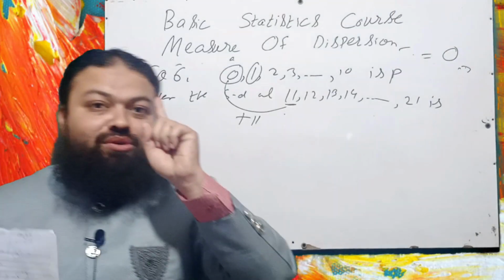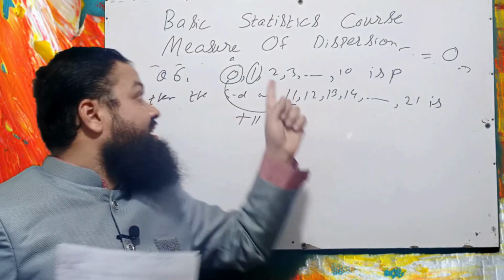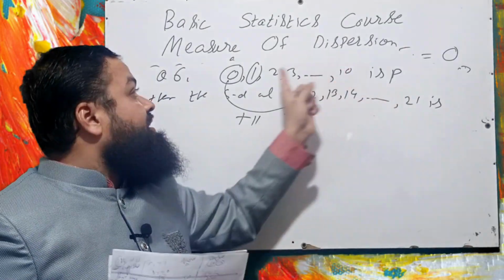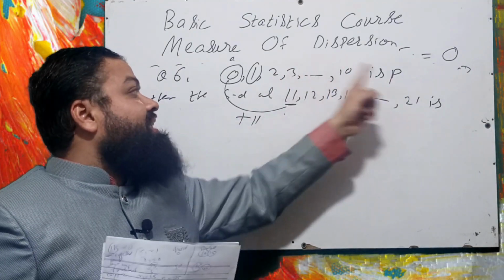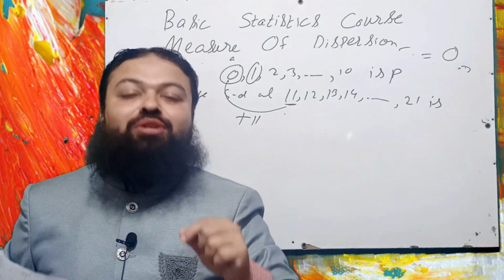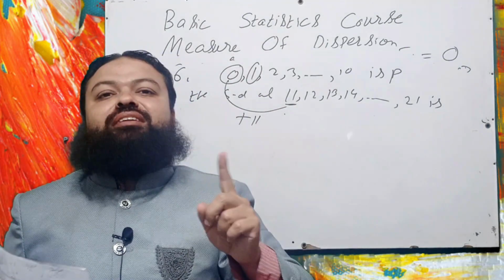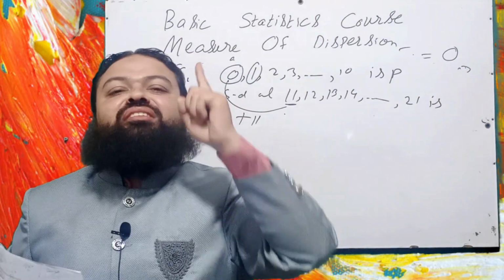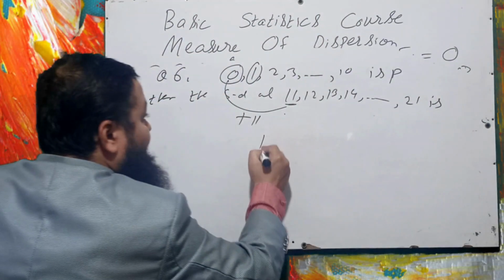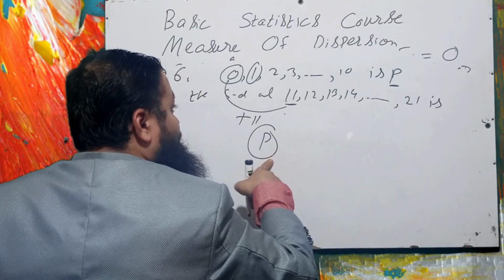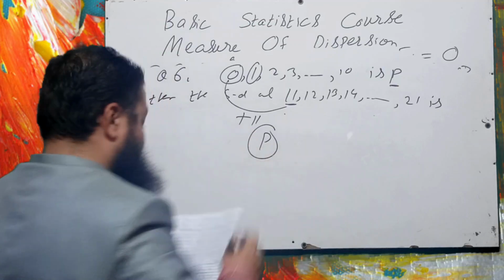It means a constant 11 has been added in every observation to make the new values, and the question is, the standard deviation of the previous data is p. Now what is the standard deviation of the new data? And we know if we add or subtract any constant from all the values of the data, standard deviation is unchanged. It means p will be the correct option in the exam. It is unchanged. The new data set has standard deviation equal to p.